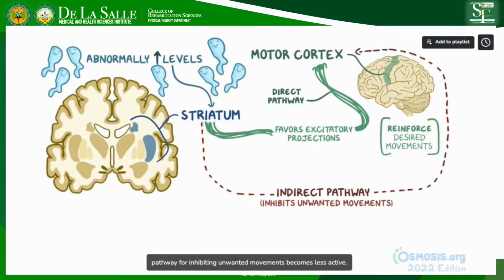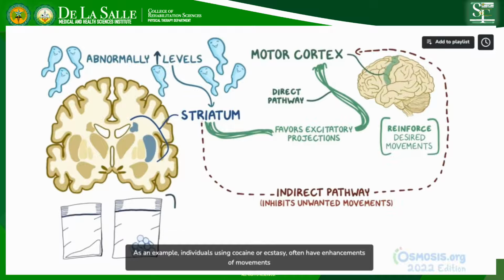As an example, individuals using cocaine or ecstasy often have enhancements of movements they want, like dancing at a rave.